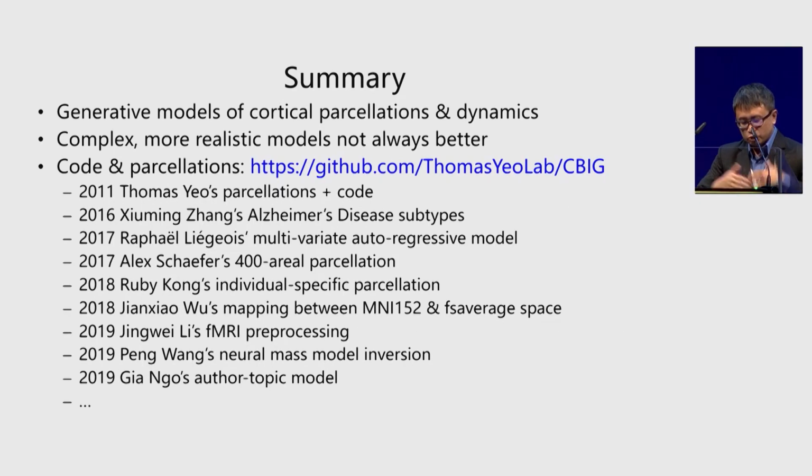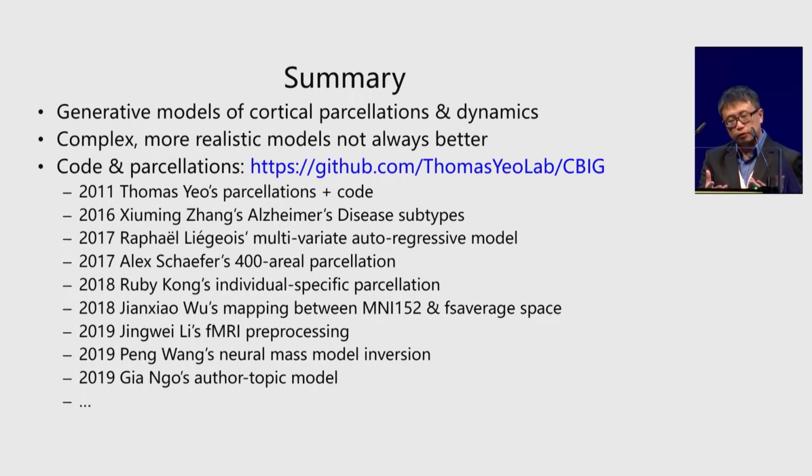So in general, my lab puts all our code, data, and parcellations available. I don't collect data. I'm a data leech. So we usually make our code publicly available. This includes my 2011 parcellation and code, Alzheimer's disease subtypes code, Raphael's multivariate autoregressive model, the different Schaefer group-level parcellations, and Ruby's individual-specific parcellation. We recently did some work on mapping between MNI152 and FS average space.